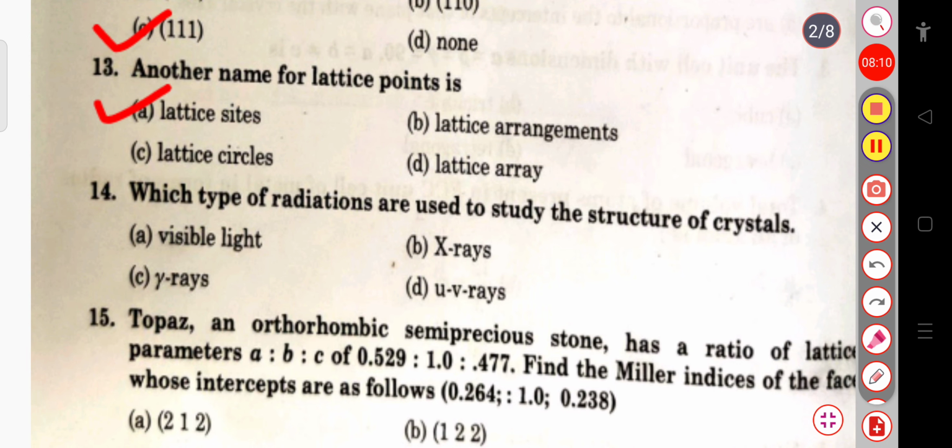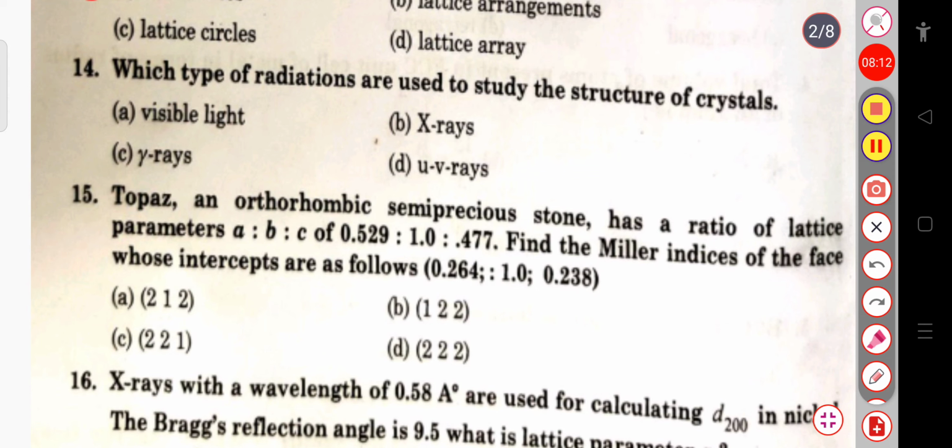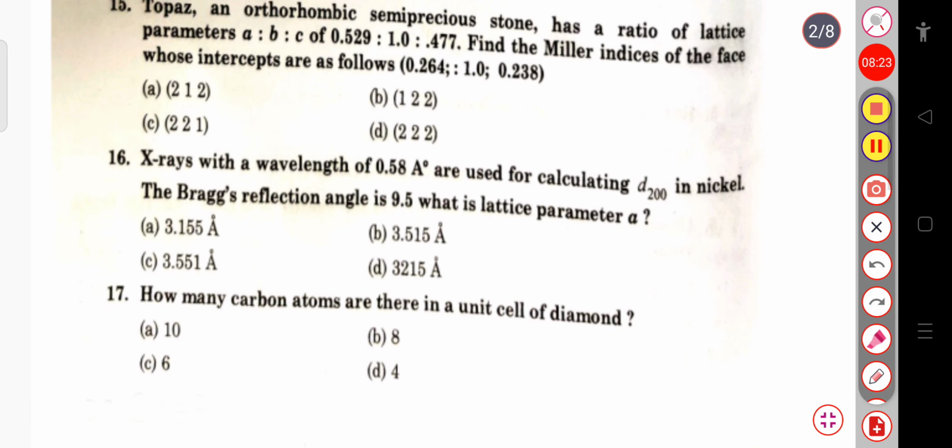The next question is, which type of radiation is used to study the structure of the crystal? To study the structure of a crystal, we use X-rays, from Bragg's law of diffraction. Since we have already discussed this type of question in our topic, I am skipping this one. The next question is, how many carbon atoms are there in a unit cell of diamond? In a unit cell of diamond, the number of carbon atoms present is 8.